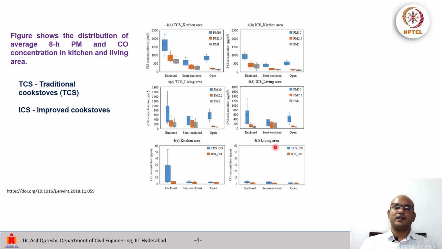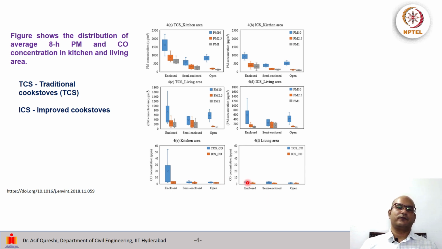In the living areas in these houses, when one changed from traditional, which is blue color, to improved cook stoves, which is orange color, there is some difference. One, the CO concentrations were anyways low in the living room compared to the kitchen area, suggesting that these areas are not that well connected, somewhat connected but not super connected.